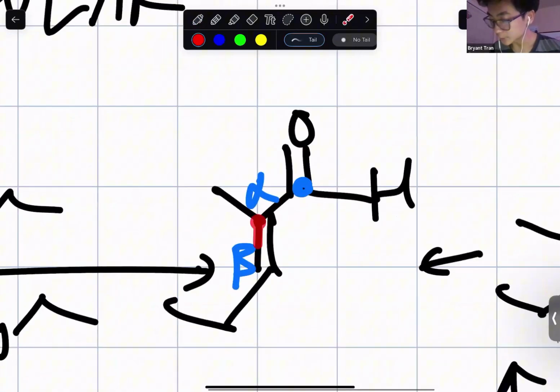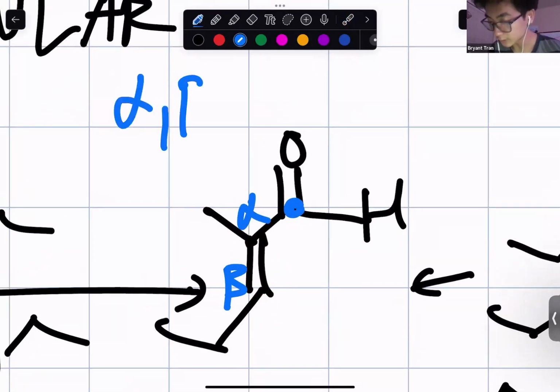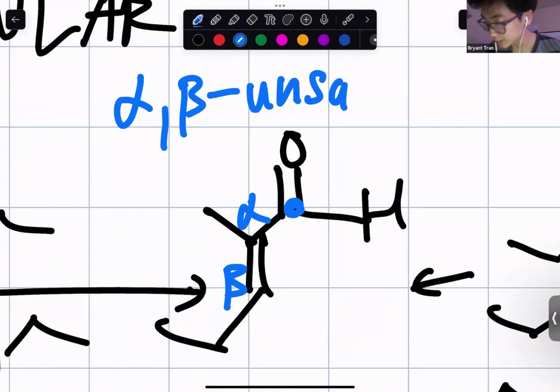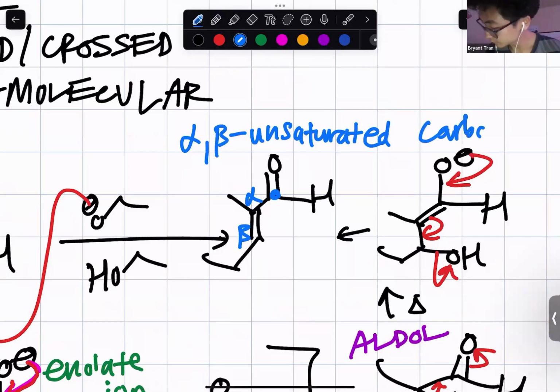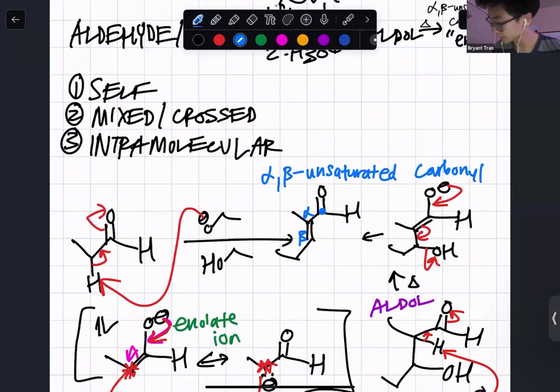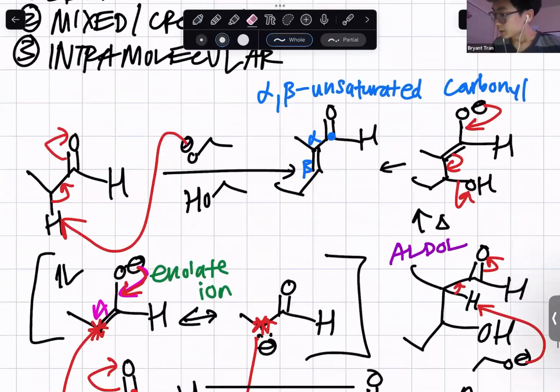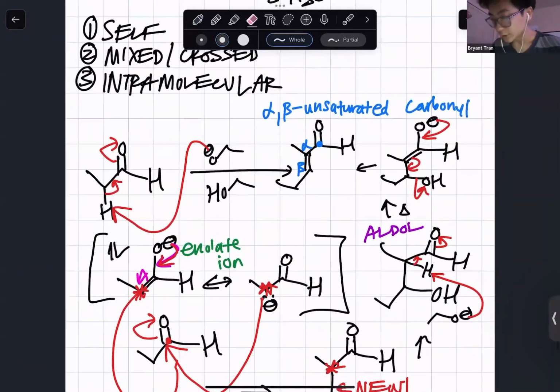And we see that in between the alpha and beta carbon, there's a double bond right there, an unsaturation between them. Right? A double bond is an unsaturation. So this is an alpha, beta, unsaturated carbonyl. Okay. So that's aldol dehydration right there.